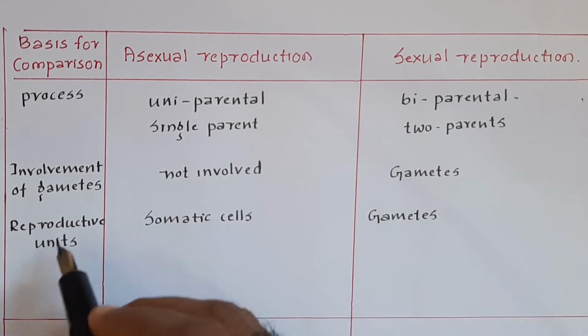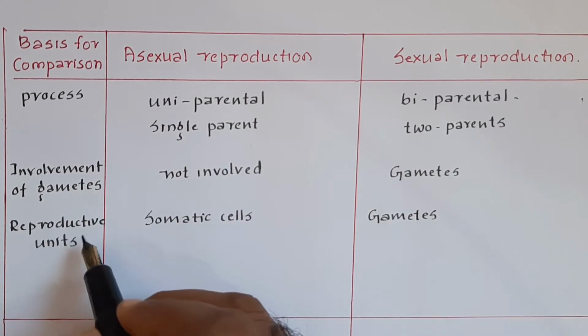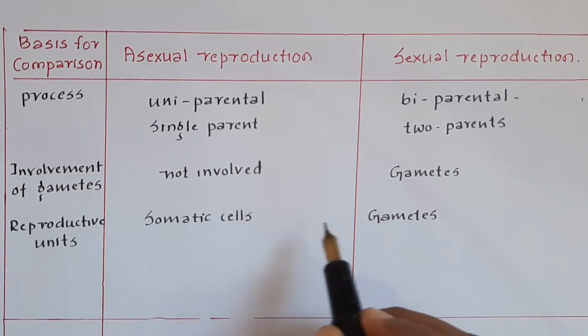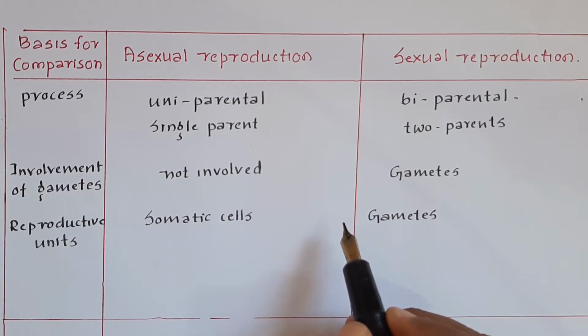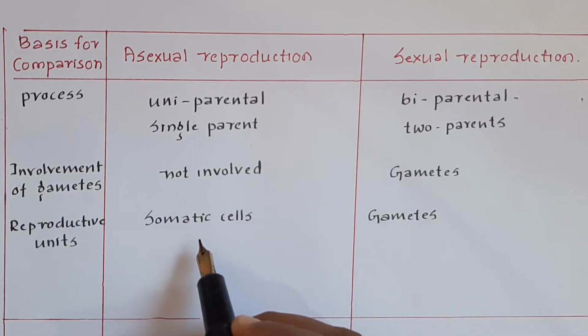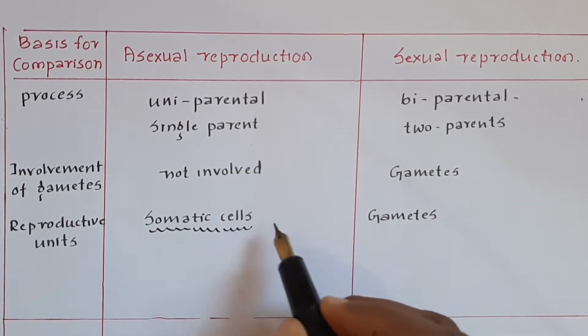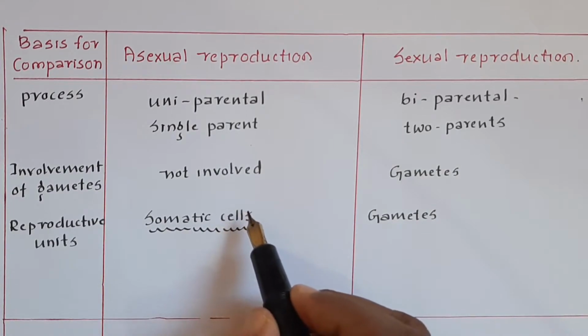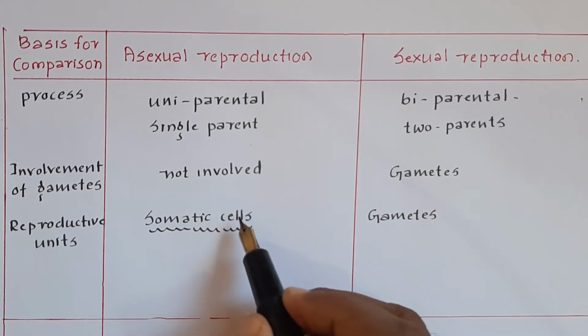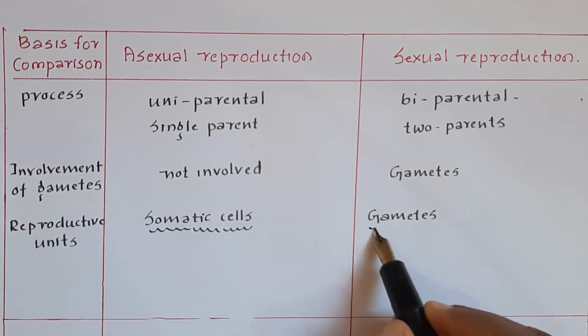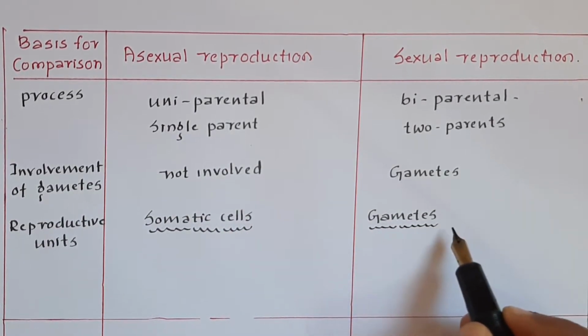If you consider the reproductive units in both of these types of sexual reproduction and asexual reproduction, in case of asexual reproduction, somatic cells acts as reproductive units. These somatic cells are not at all sex cells. These are the cells which are found all over the body. But the gametes are sex cells, specialized sex cells, so that in sexual reproduction, reproductive units are gametes.